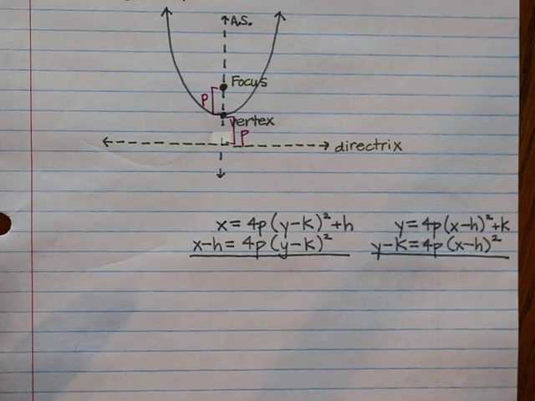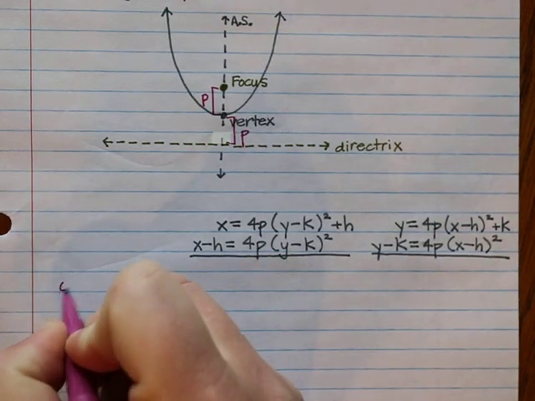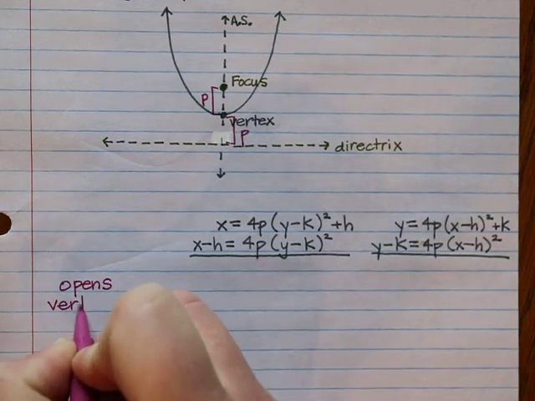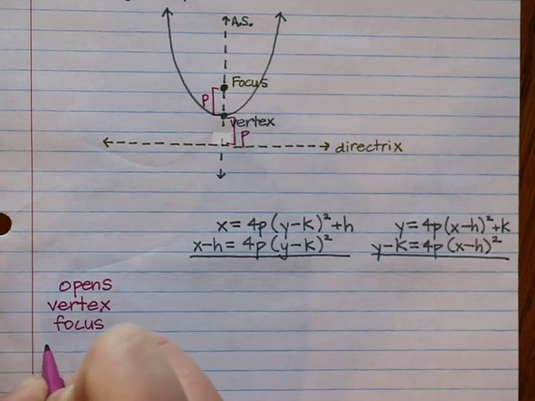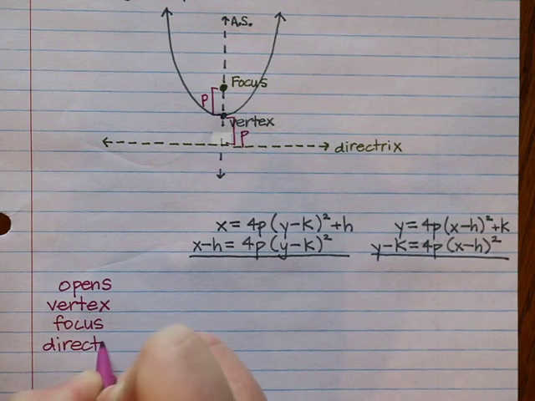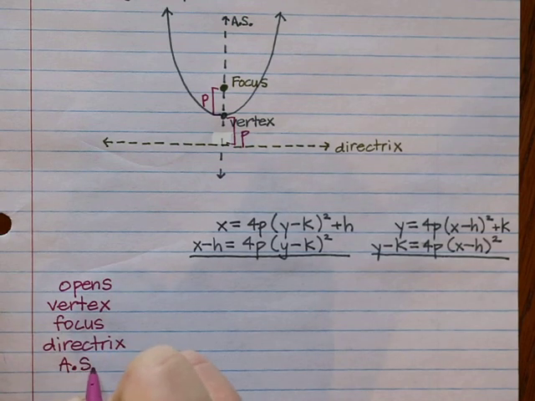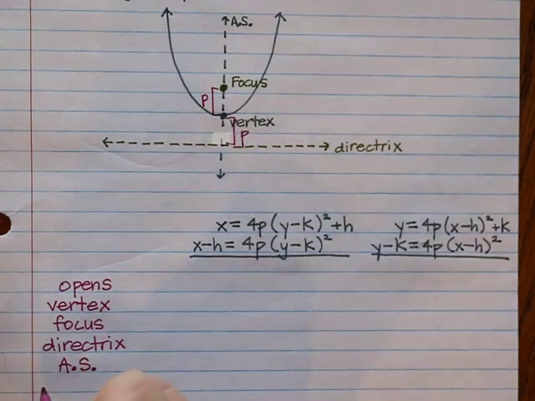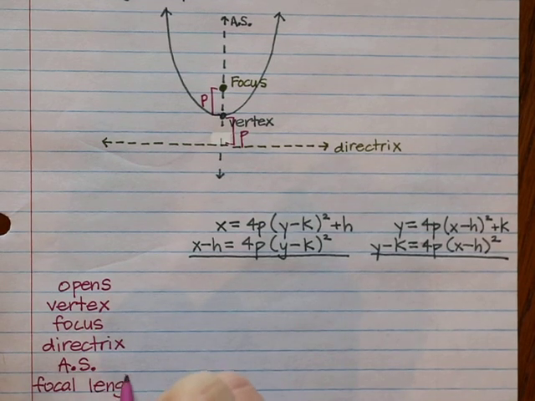There are 7 characteristics that I'm going to walk through with you. The first is which direction our parabola opens. We're going to talk about the vertex, the focus, and the directrix. Those are those 2 key words. We're going to talk about the axis of symmetry, which I'm abbreviating as AS, because sometimes I just gotta be lazy. And we're gonna talk about the focal length and the focal width.